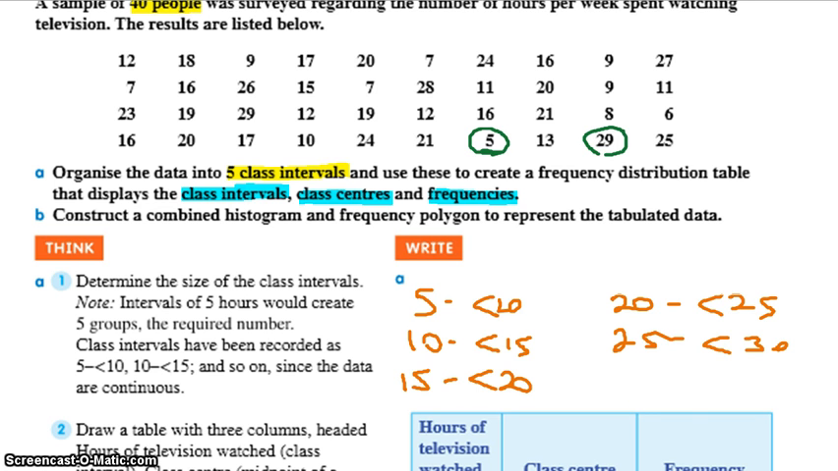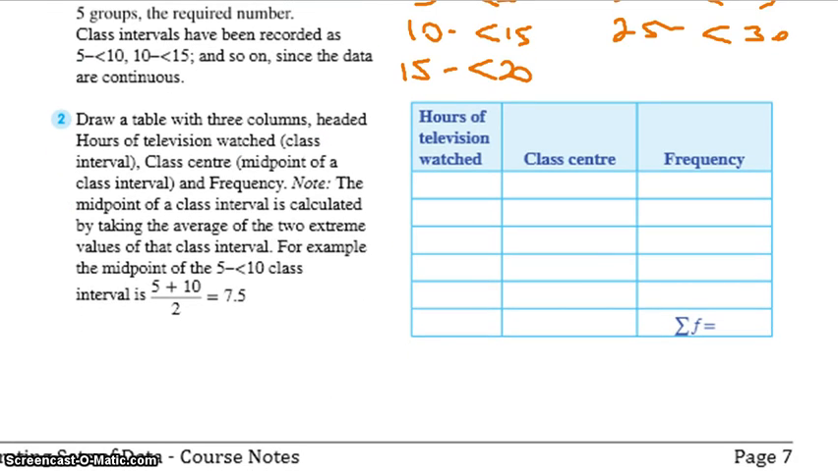We got class intervals, class centers, and frequency. These ones that we've just done in orange, they're your intervals. Okay? So chuck them in. Did I miss one? Oh, I suppose 0 to... No, that's 5. Yeah, we only wanted 5, didn't we? That's the sum down there.